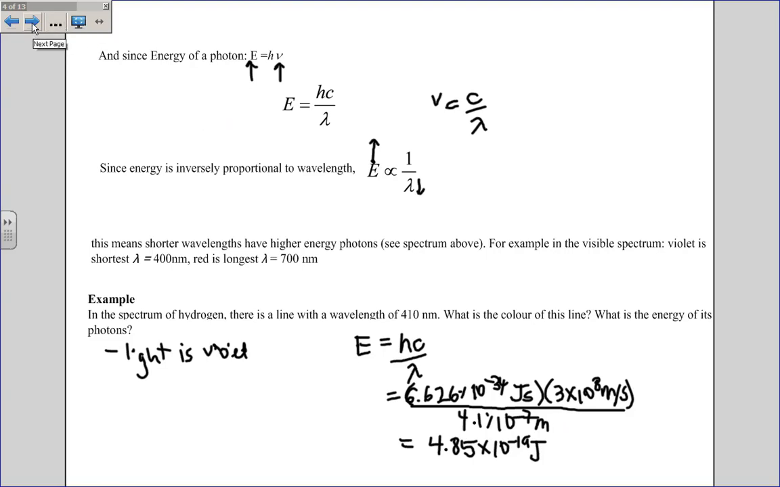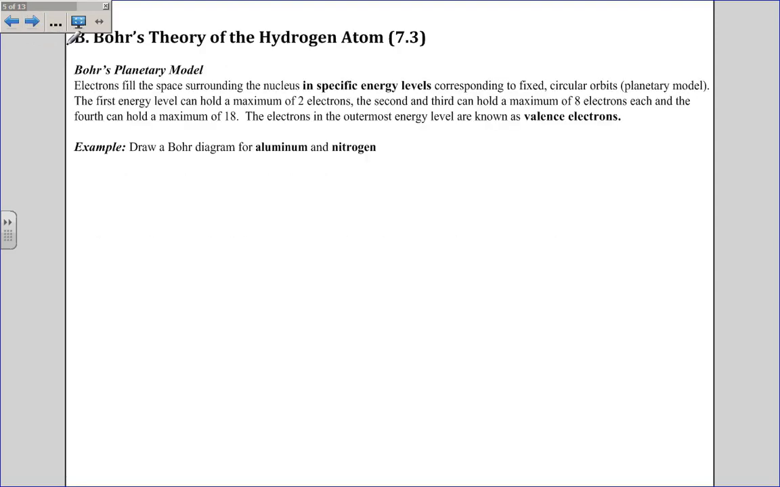Okay, so we now know all of the information about this band of light at 410 nanometers. We know its frequency from our previous calculation, and now we know the amount of energy that's associated with that light. Our next step is to move on to Bohr's theory and to look at the experiments that he conducted in which he applied Planck's and Einstein's theory of light.